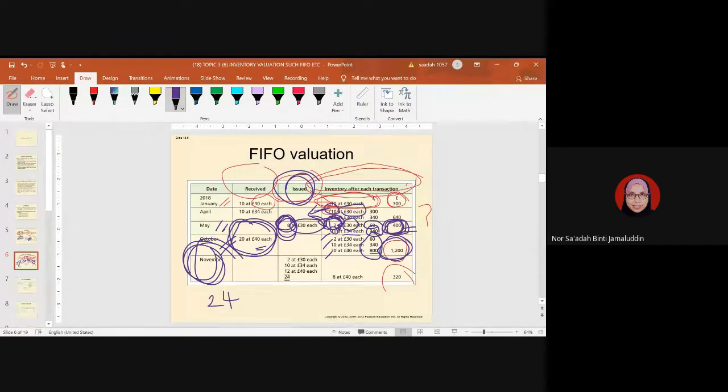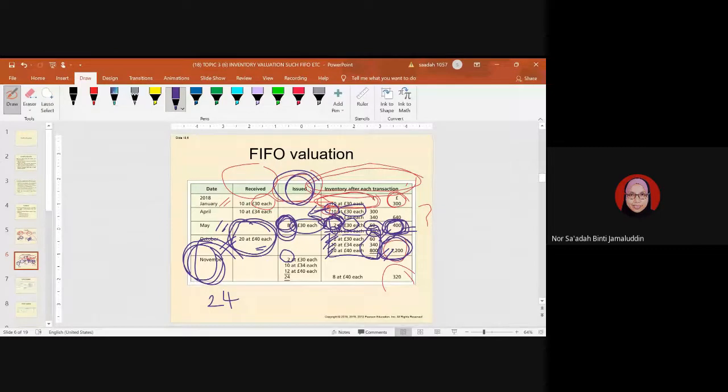So the sequence that you must follow is, you must deduct from your closing inventory based on the flow. You must take out your inventory that is already in your company from January 1st, followed by April, and then lastly October. So firstly, put 2, because first in, first out.